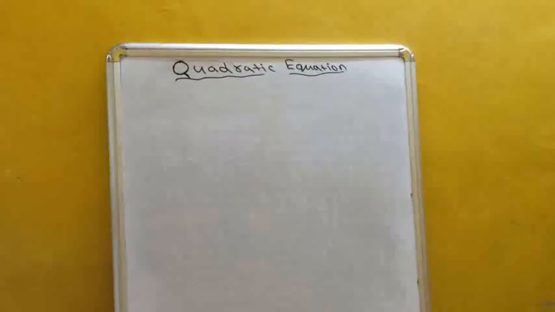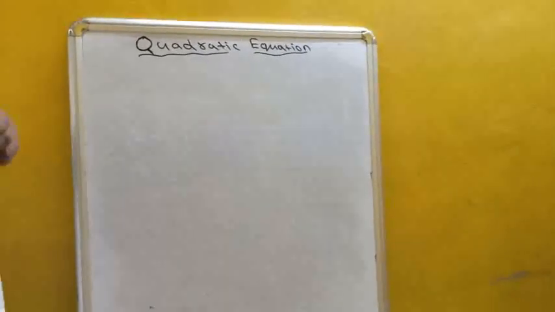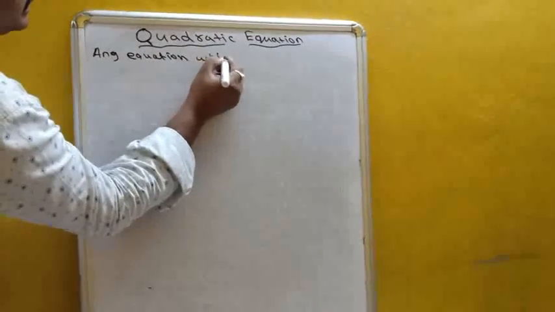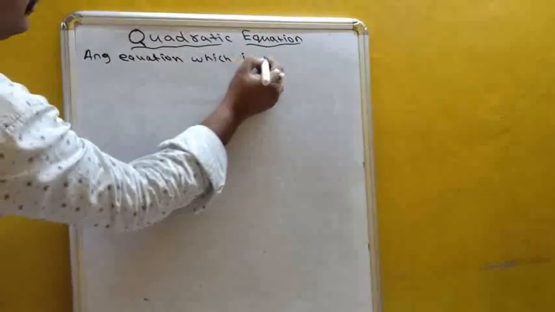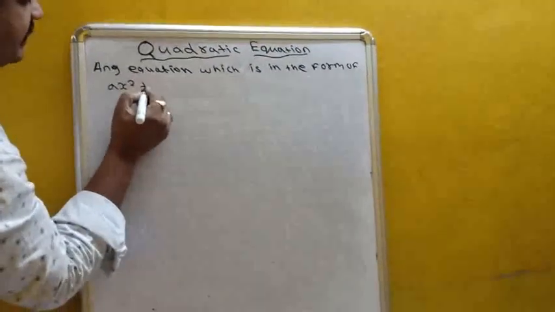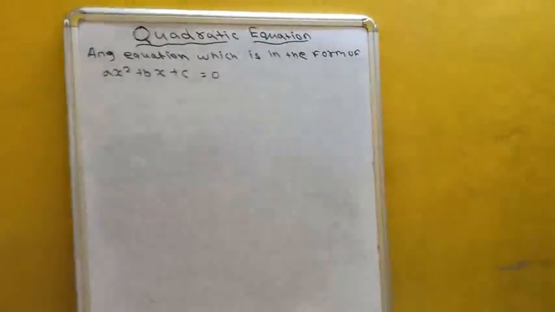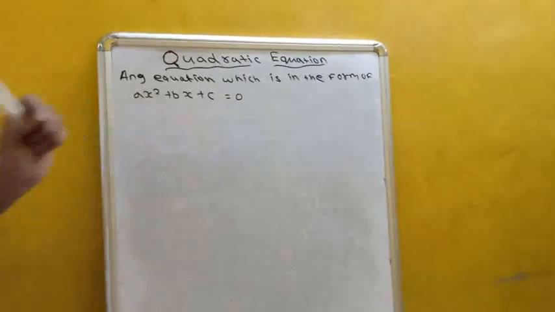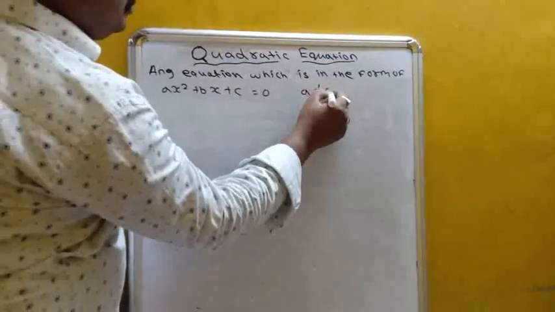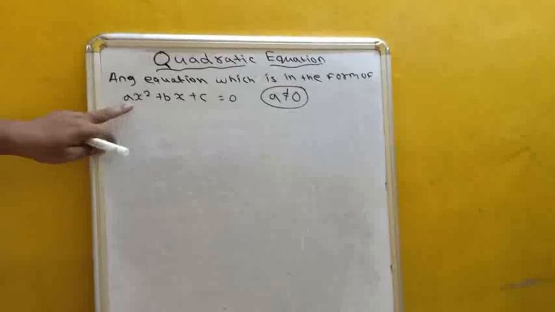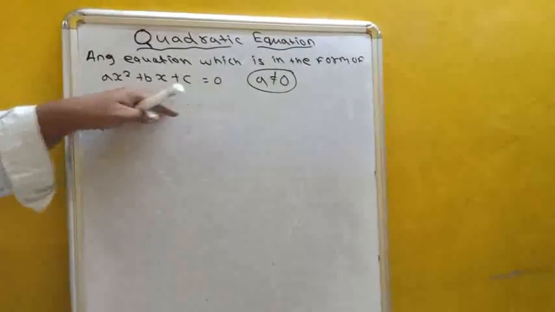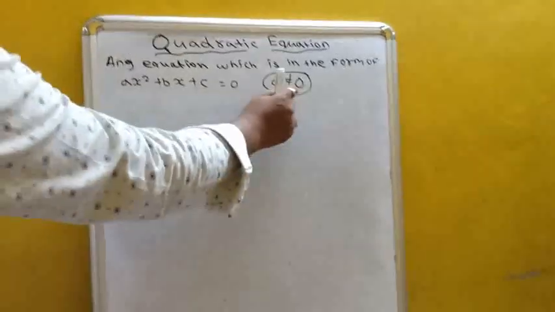First of all, what do you mean by the quadratic equation? Any equation which is in the form of ax square plus bx plus c equals to 0. Here a, b, c are real numbers, and remember one thing, a must not equal 0. So any equation in the form ax square plus bx plus c equal to 0, where a, b, c are real numbers and a is not equal to 0.